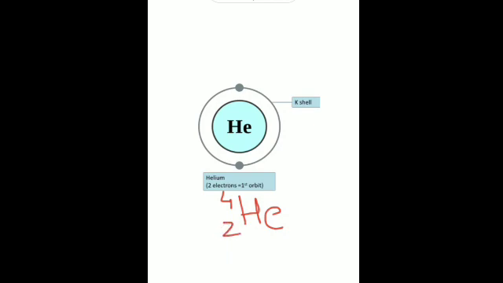Mass number denotes what? The number of neutrons and protons. What are we concerned with just now? With the electrons. Atomic number denotes the number of protons, which is equal to the number of electrons. That means the number of electrons is 2. So we are studying the distribution of electrons in different energy levels or shells, isn't it? So how are these 2 electrons arranged?